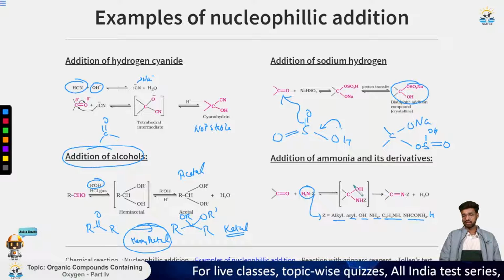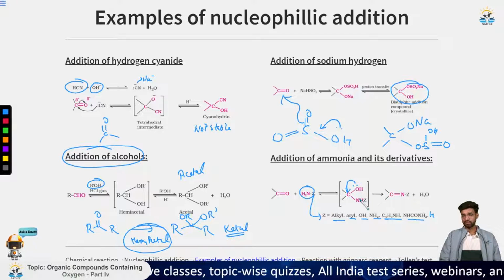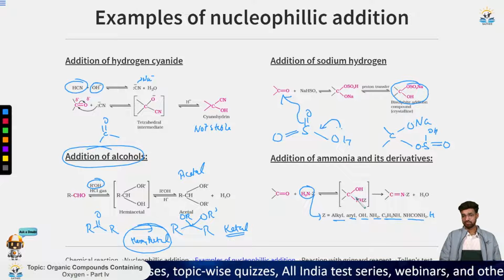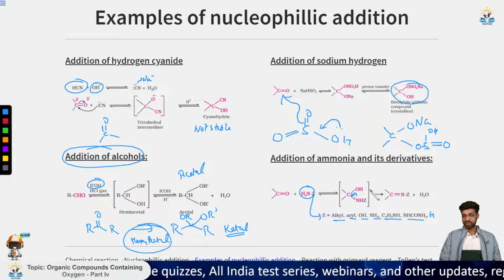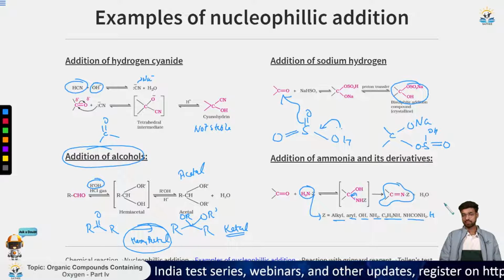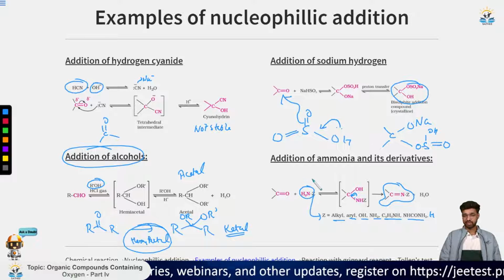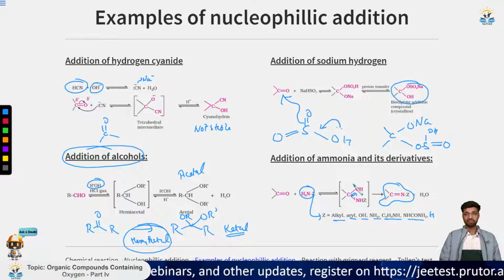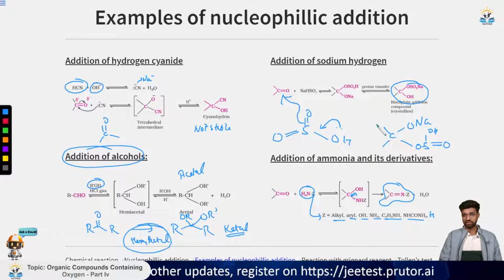And at last there is an elimination reaction, because one more hydrogen is transferred to this oxygen, and we get an imine. So this is the overall reaction, or you can say the addition of ammonia. These are four very important reactions, so you should keep this in mind.